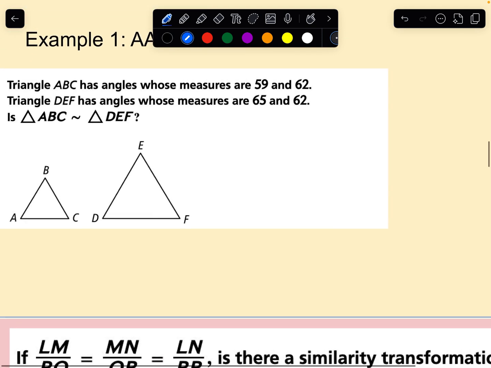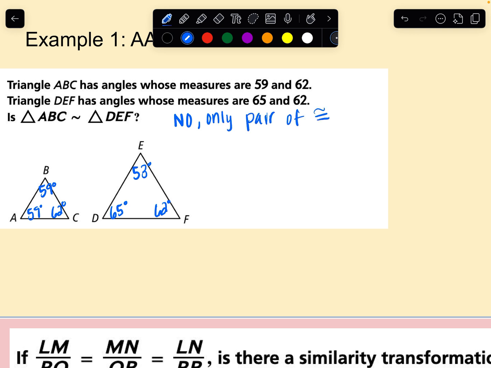The first triangle has angles that are 59 degrees and 62 degrees, which means the last angle would have to be 59 degrees. And then the other triangle has angles that are 65 and 62, which means the last angle is 53. So no, they are not similar because there's only one pair of congruent angles. Again, the only pair of congruent angles I have there is the 62 degrees.